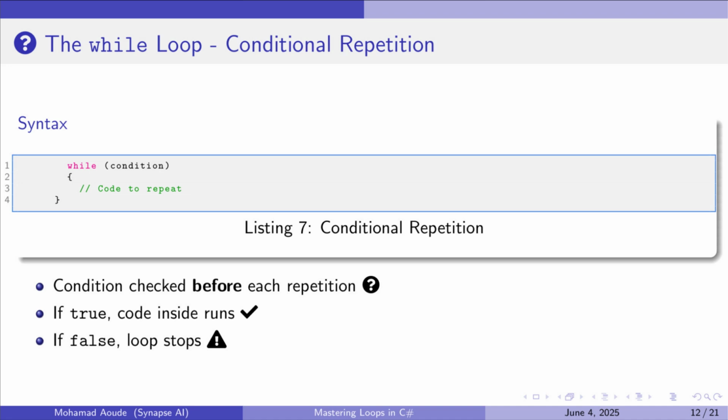Next up is the while loop. Its syntax is while (condition) { code to repeat }. The condition is evaluated before each iteration. If it's true, the loop body executes. If it's false right away, the loop never runs. You must be careful to change something inside the loop, typically a counter, so that eventually the condition becomes false. Otherwise, you'll create an infinite loop.